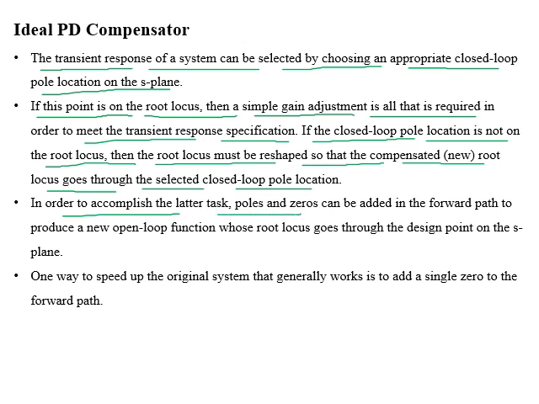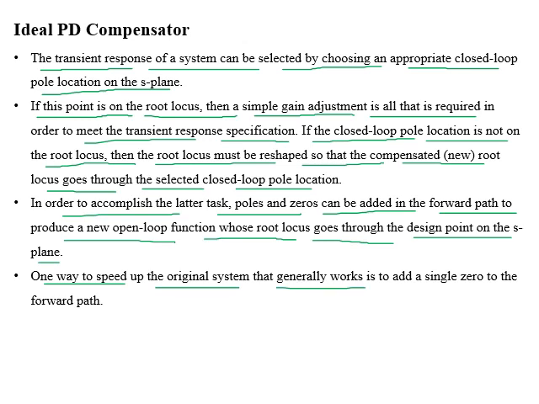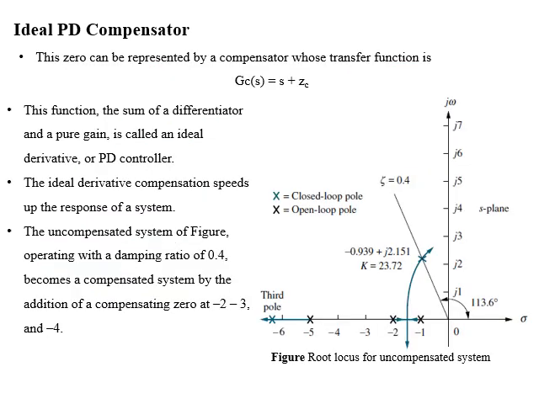Now, in order to reshape the root locus, poles and zeros can be added in the forward path transfer function to produce a new open loop function whose root locus goes through the design point on the S-plane. One way to speed up the original system that generally works is to add a single zero to the forward path transfer function. Students, a zero can be represented by a compensator whose transfer function is of the form S plus Z. This function, the sum of a differentiator and a pure gain, is called an ideal derivative or PD controller. The ideal derivative compensation speeds up the response of the system.